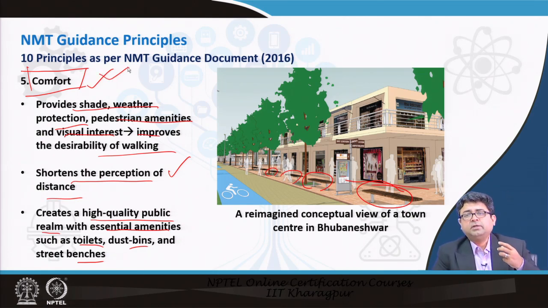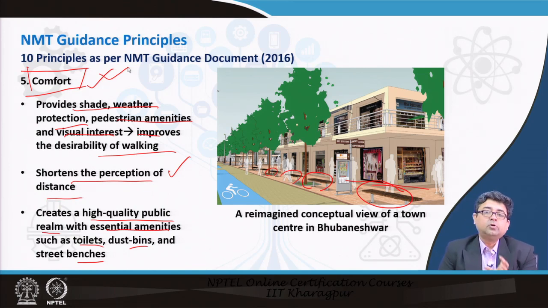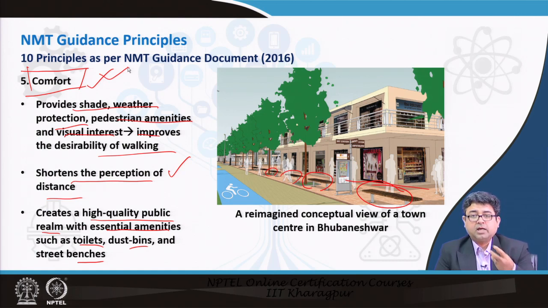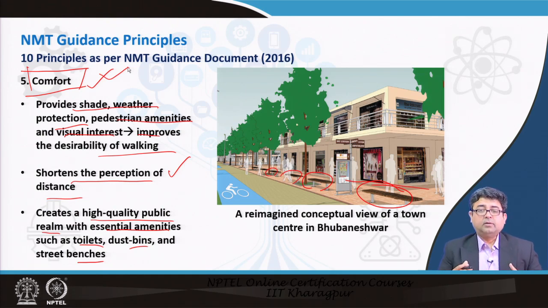So, just as we have to ensure the comfort level of a motorist while he or she is driving a personal vehicle or a two-wheeler, in the same manner, we have to cater to the comfort levels of the pedestrians or the bicyclists when he or she is using their bicycle or walking along a sidewalk or a footpath. It is no point asking everybody to walk and encouraging everybody to walk, but not providing them with comfortable infrastructure or comfortable facilities. You have to take that into account, right?